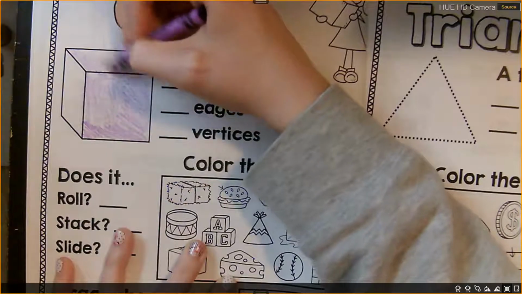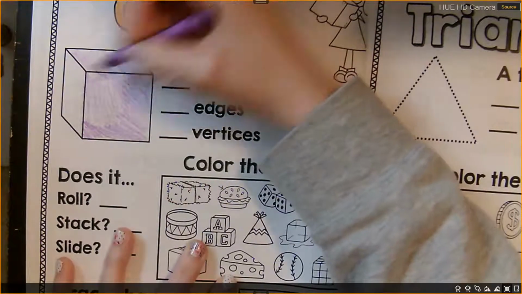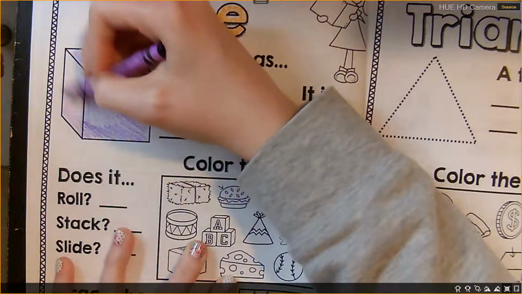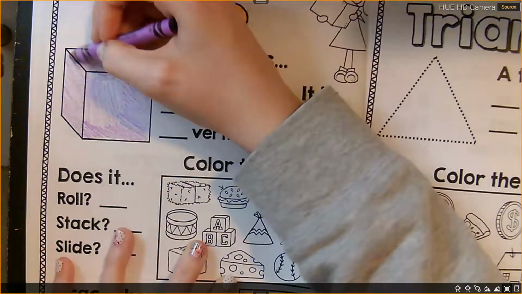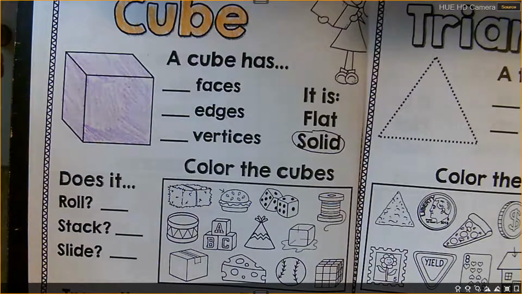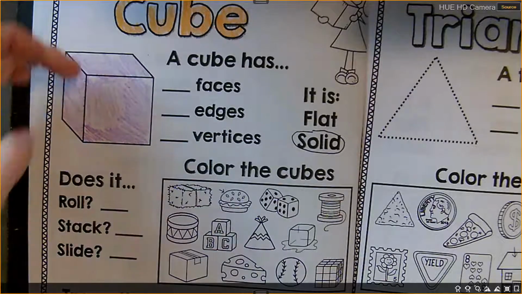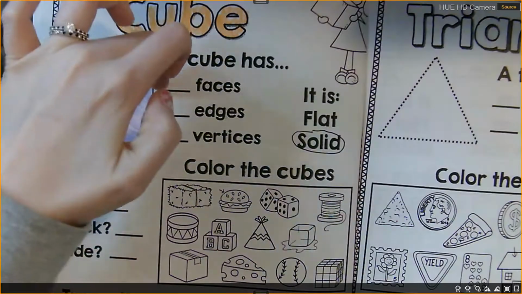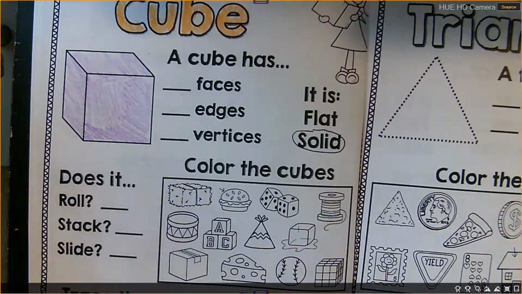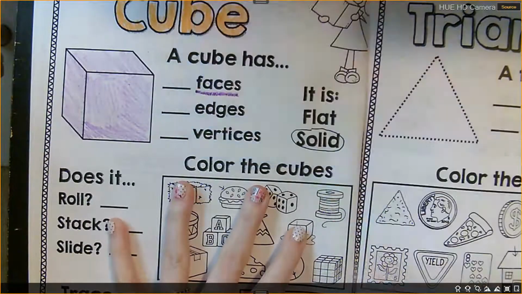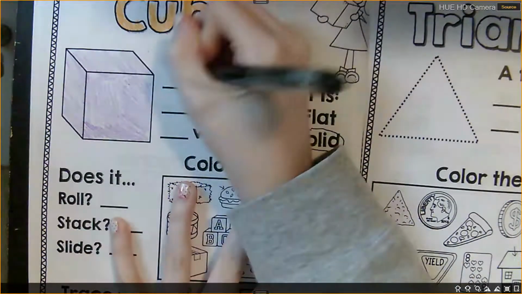This is a face on a cube. And this is a face on a cube. And we only could see three faces on the cube. But there's actually more because we can't see the other three. There's one behind here, and one on the bottom. And so there are actually six faces on a cube.